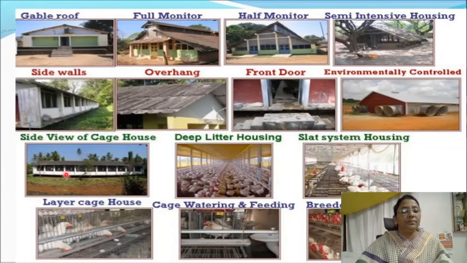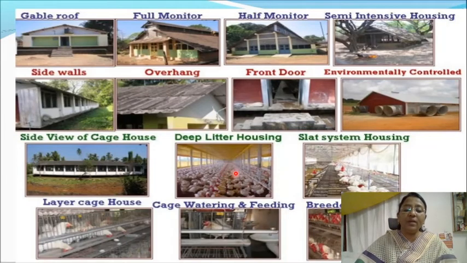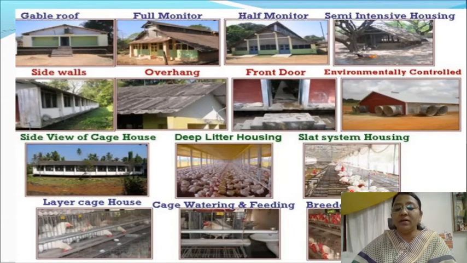And here side view of the cage house, cages where the birds are put in the cages, deep litter houses. In these deep litter houses, the birds are above the ground level, where the litter, the husk and the other litter is spread over there, over which the birds will be staying. Slat systems. This is also the slat system house, and here the small trays are being placed over which the birds are being kept.